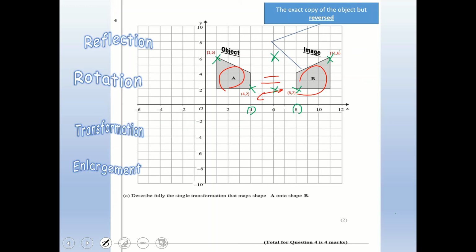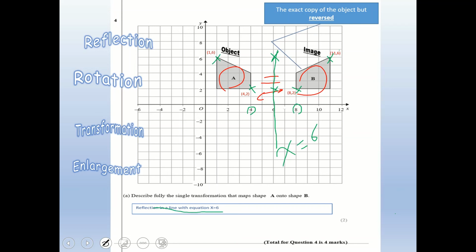If we connect the 2 halfway points with a line, it will give us the mirror line between the object and the image, and the equation of this mirror line is x equals 6 because it is a vertical line. So a description of the single transformation will be a reflection in the line with equation x equals 6, and that is that. Let's move to part B in question 4.